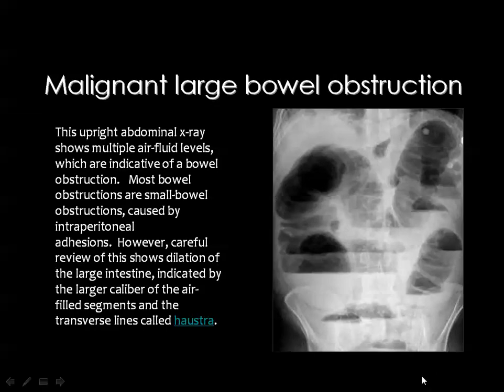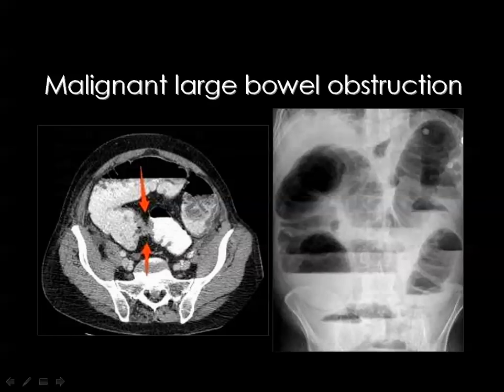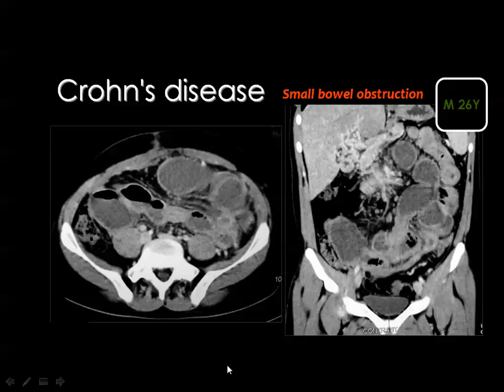And this is the case of large bowel obstruction as seen in the erect plain film of the abdomen, showing multiple air fluid levels in the colon. And you can easily appreciate that this is the colon because of the peripheral location and the haustra. The CT scan of this patient showed a malignant structure, an apple core configuration in the sigmoid colon, which is the cause of this obstruction.